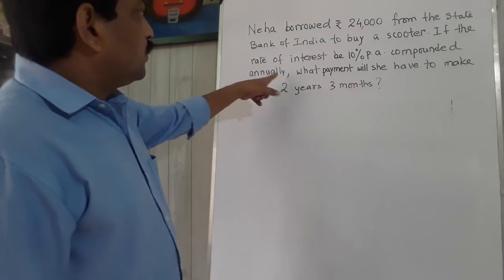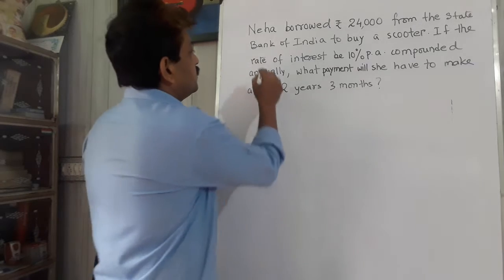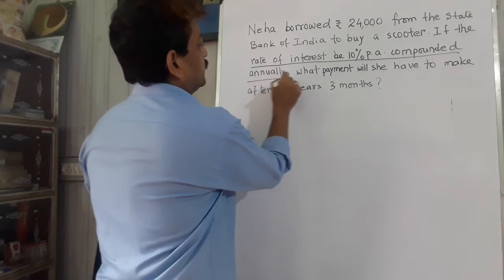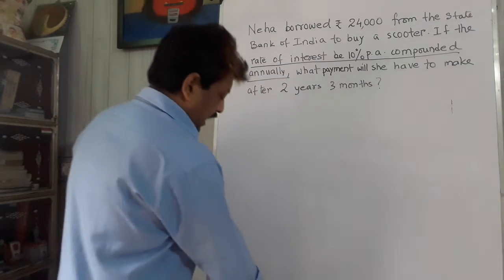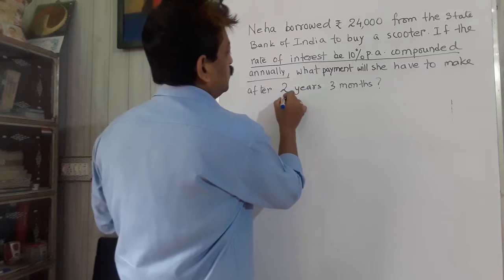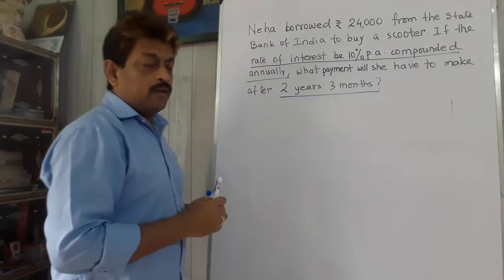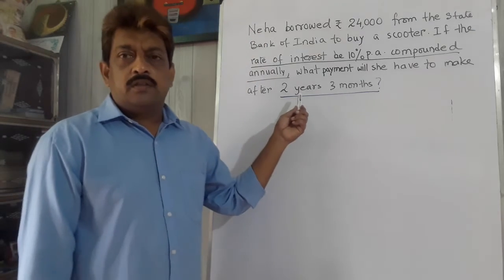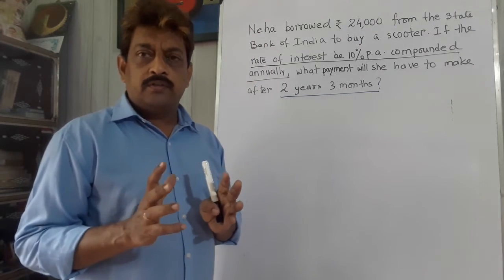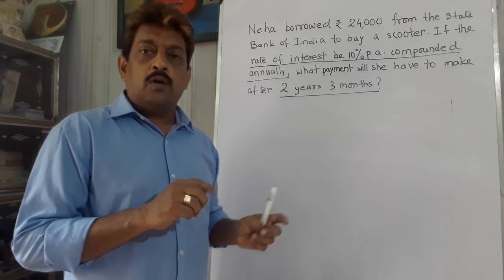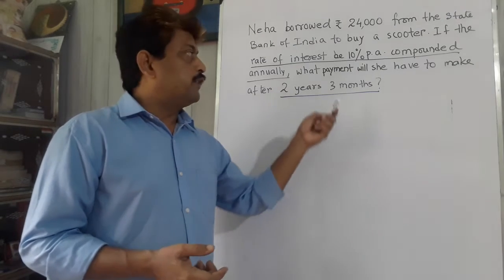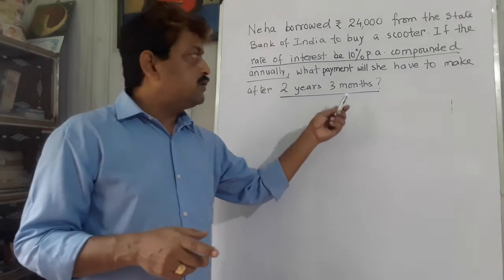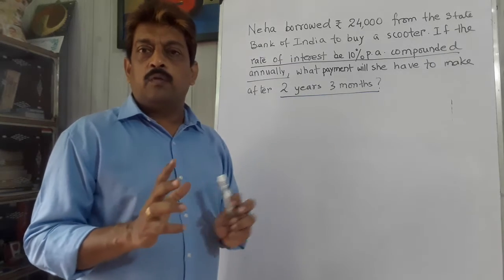Here also you can see that the rate of interest is 10% per annum compounded annually, but the time is in fraction, 2 years 3 months. So what we have to do? First of all, we will take the time as 2 years, calculate the amount, and then this amount will become the principal for the next 3 months. We have to calculate the interest on these 3 months, taking the amount as the principal.